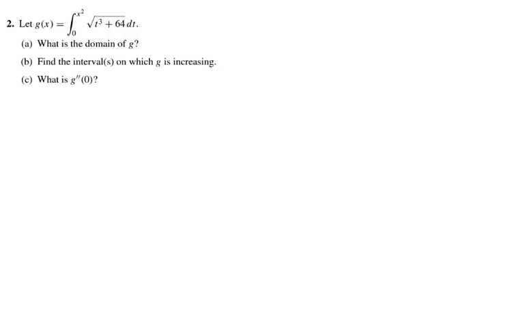So the first question is asking for what the domain is of G. And so your question is concerning what are you allowed to plug into this. And so I look at my function right here to see if there's any limiting operations. And this square root sign is a limiting operation. You're not allowed to have negative numbers inside of that square root sign.